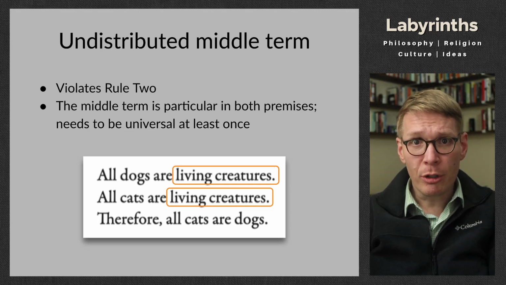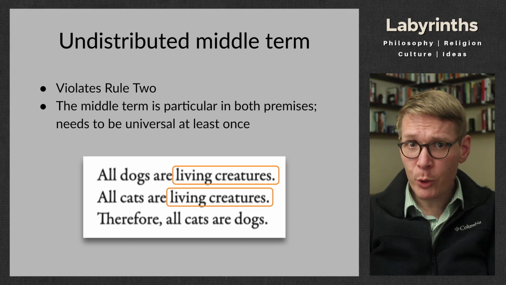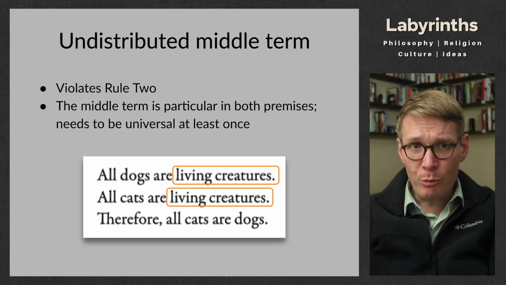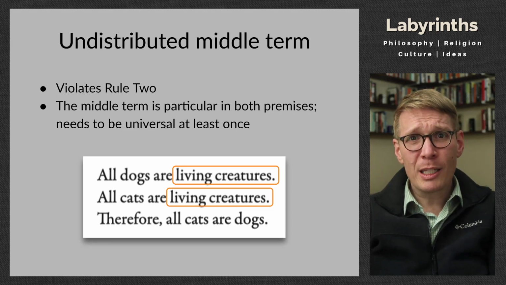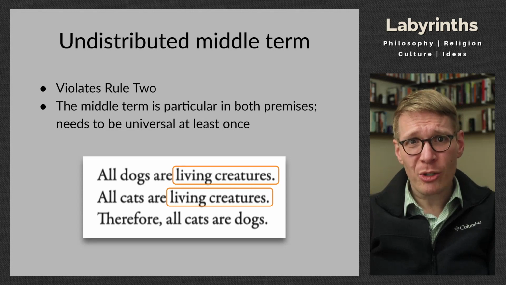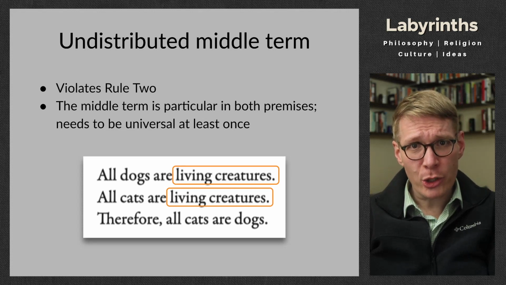Okay, so I've got a middle term, it's living creatures. It appears in both premises. The subject term is in the minor premise. The predicate term is in the major premise. All's good, right? But we're looking at an absurd conclusion. All cats are dogs. Well, it's clearly not true.